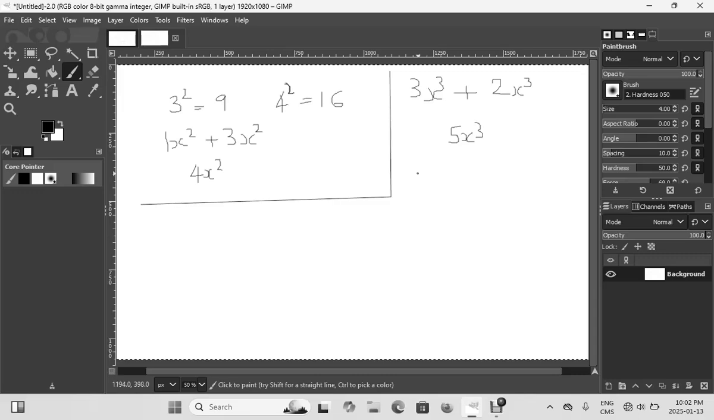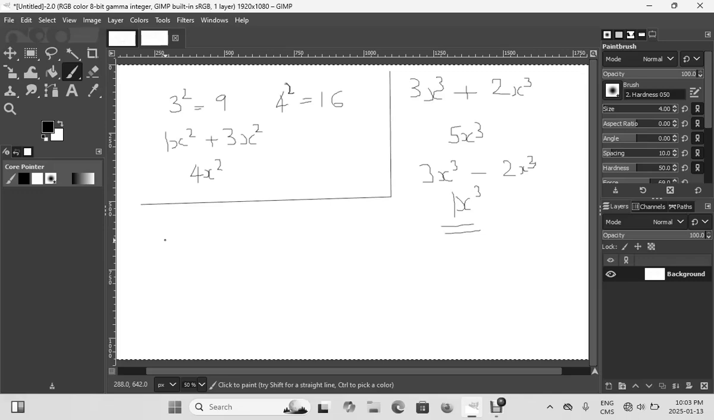The same can be said for subtraction. Let's say this was 3x cubed minus 2x cubed. This is x cubed in both terms, so this will be x cubed altogether. So 3 minus 2, just subtract the coefficients. This will be 1, so 1x cubed.